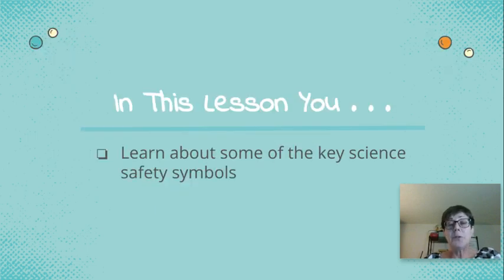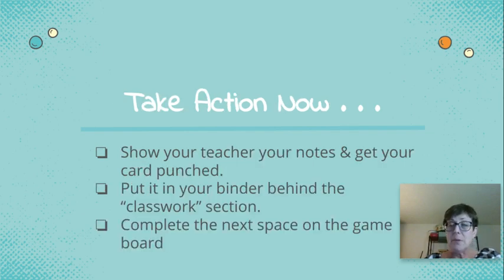So in this lab, you learned some of the key science safety symbols. They're not all of them, but they're most of them. So your job now is to show your teacher your notes and get your punch card punched. You're going to put this in your classwork section, and you're going to complete the next space on your game board.